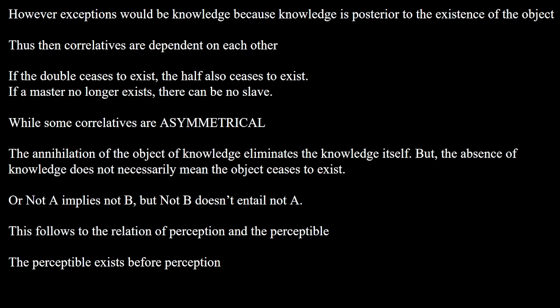If the double ceases to exist, the half also ceases to exist. If a master no longer exists, then there can be no slave. While some correlatives are asymmetrical. So for example, the annihilation of the object of knowledge eliminates the knowledge itself, but the absence of knowledge does not mean that the object ceases to exist. Or you can say not A implies not B, but not B doesn't entail not A.